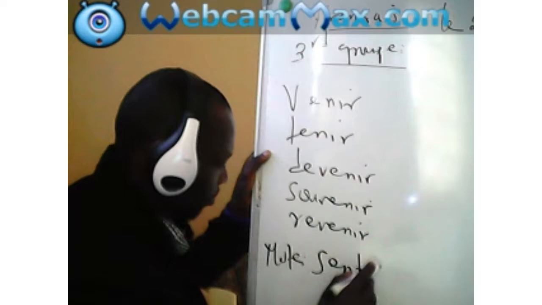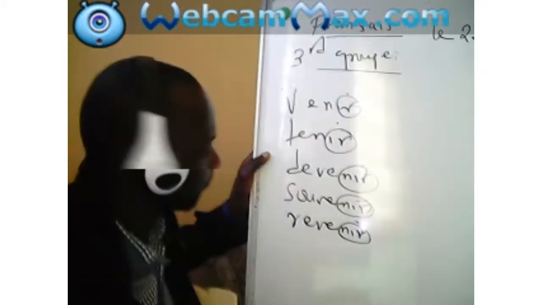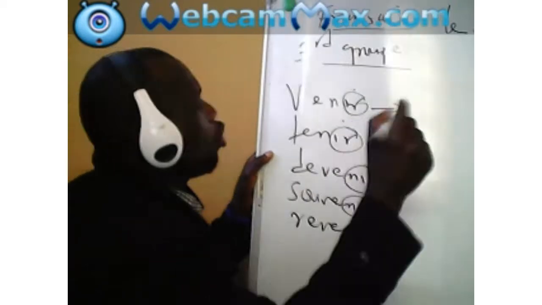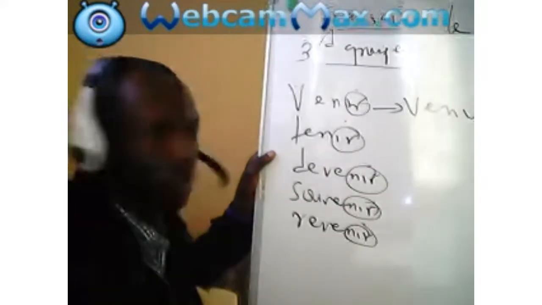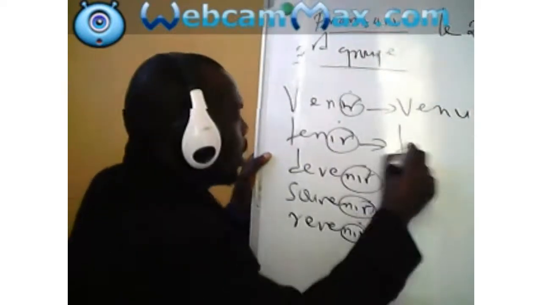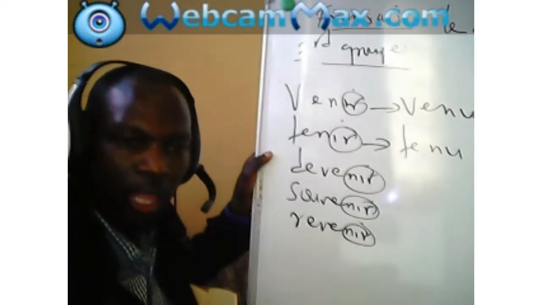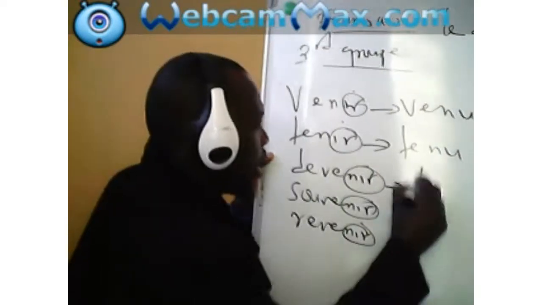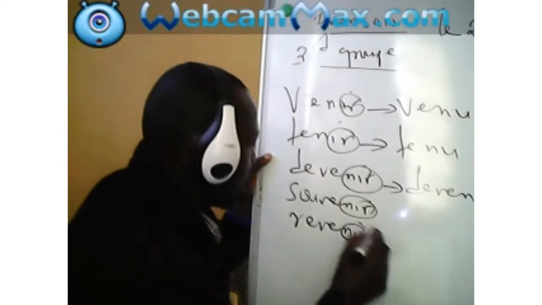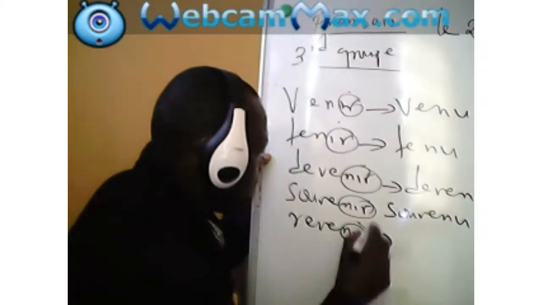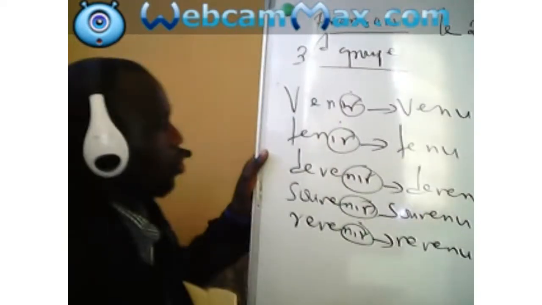The verb sentir behaves like the previous verbs I gave you. I will come back to it. So the verb venir, the past participle, the IR changes to U. So we say venu, okay? The past participle of tenir is tenu. Any verb ending with nir, there is the N before the IR. Devenir, the past participle is devenu. Souvenir, souvenu. Revenir, revenu. So please take note of that.